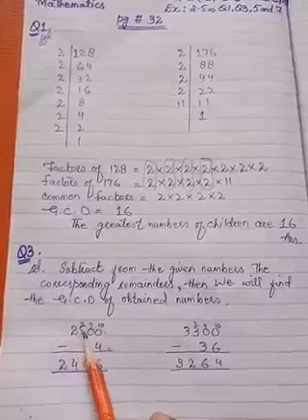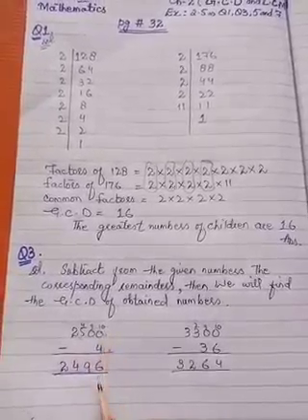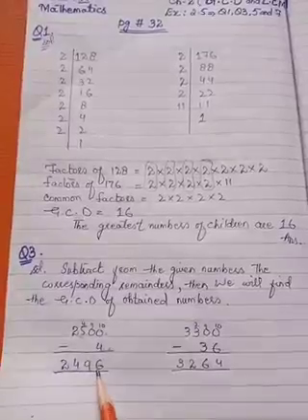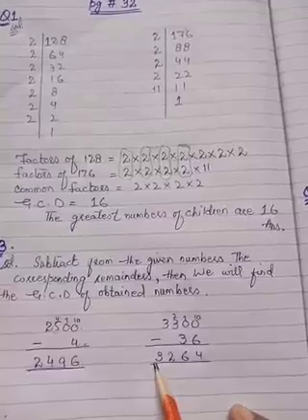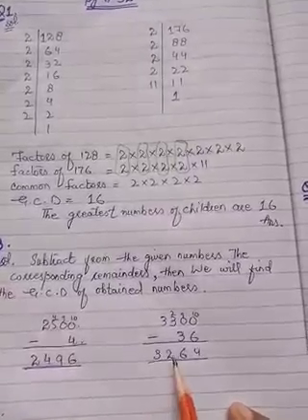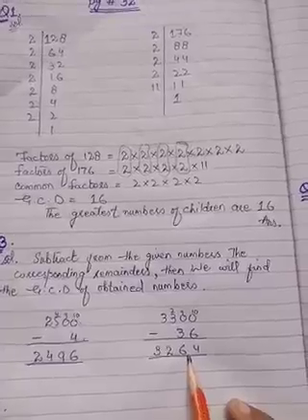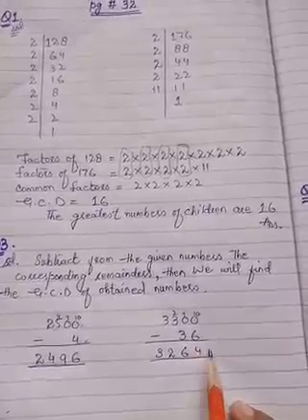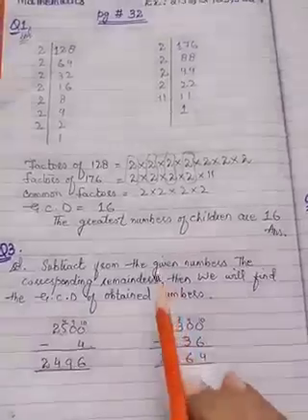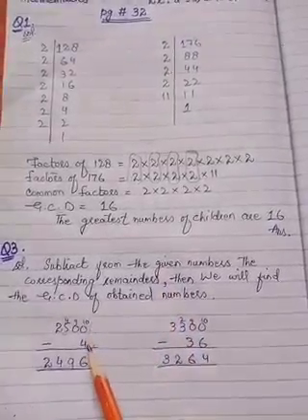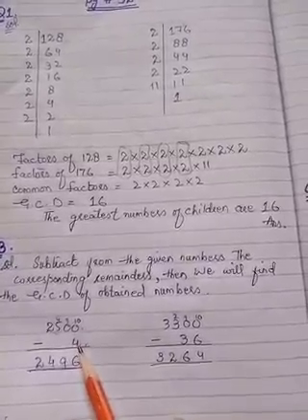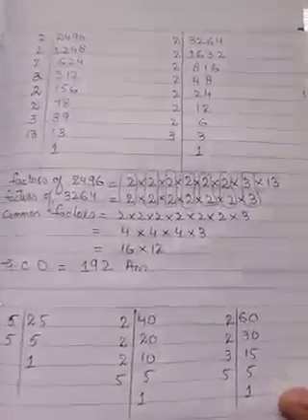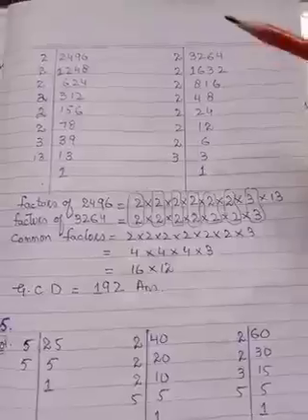When you subtract 4 from 2500, it becomes 2496, and when you subtract 36 from 3300, you will obtain the number 3264. I hope this concept is clear: as they told us, these numbers leave remainders, so we will just subtract the corresponding remainder values from the given numbers so that we can easily find out the GCD, the greatest number.